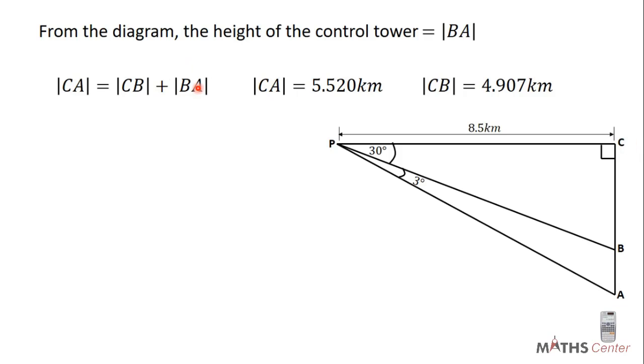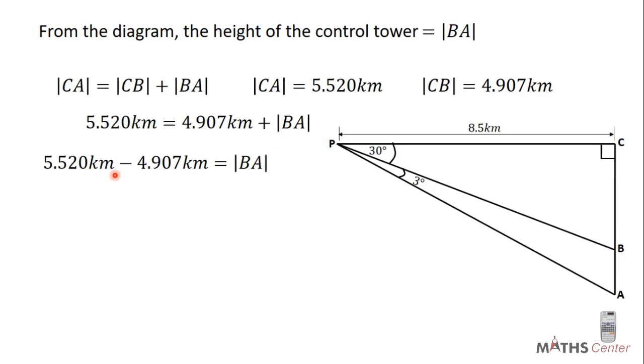We are looking for BA. We now know CA, we know CB. So CA, 5.520 kilometers, is equal to CB, which is 4.907 kilometers, plus BA. So if you simplify this, you have 5.520 kilometers minus 4.907 kilometers is equal to BA. And this will give us 0.613 kilometers equal to BA.